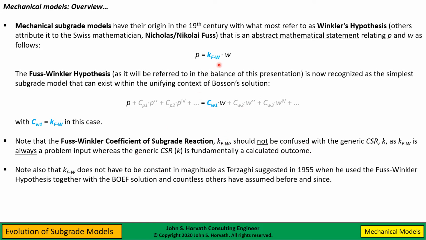Now, one thing I do want to emphasize is in the Fuss-Winkler hypothesis, this does not have to be a constant. That was really Terzaghi's assumption that this K value is constant, and that was so he could use the beam on elastic foundation solution. Most of Hetényi's solutions assumed a constant coefficient of subgrade reaction. That was just a pragmatic necessity. Unfortunately, I think a lot of foundation engineers have gotten into the habit or assumption that somehow this has to be a constant. It certainly does not.